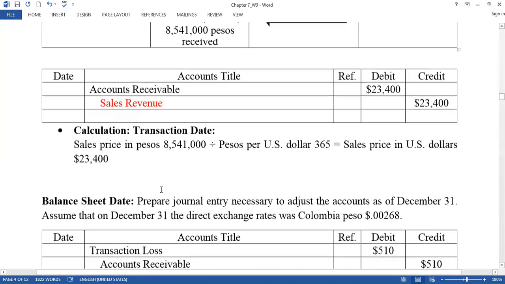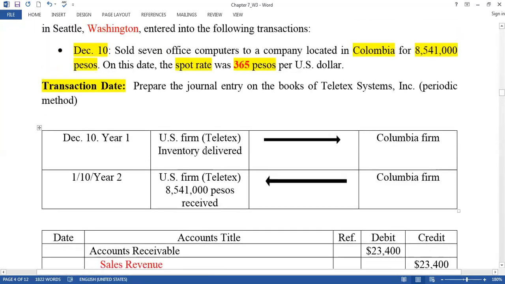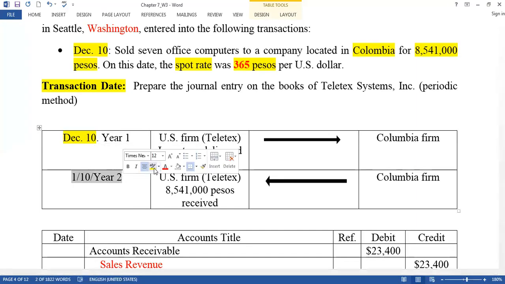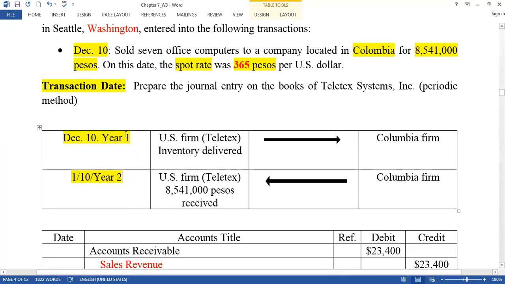Anyway, what is the journal entry for the transaction date? According to this table, this is the transaction date and this is the payment date. Transaction date and payment date, we have, and it is 2 years. It means that in between we have December 31st. Anyway, it depends on the question. Let me explain this. The US company sells inventory to Colombia, and when the payment date came, Colombia sent 8,541,000 pesos to the US company. Do you understand?